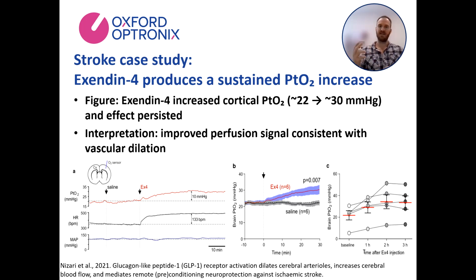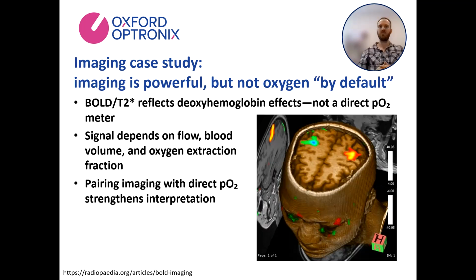Now, let's connect back to imaging, because a lot of imaging is oxygen sensitive, but still indirect. When researchers say oxygen in imaging, what they often mean is an oxygen sensitive signal, and that's not exactly the same thing as tissue PO₂. BOLD and related MRI signals reflect deoxyhemoglobin effects, so they're shaped by flow, blood volume, and oxygen extraction fractions. That's why tissue PO₂ measurements with imaging studies can be so helpful. They provide you an anchor so you're not forced to infer physiology from an indirect signal.